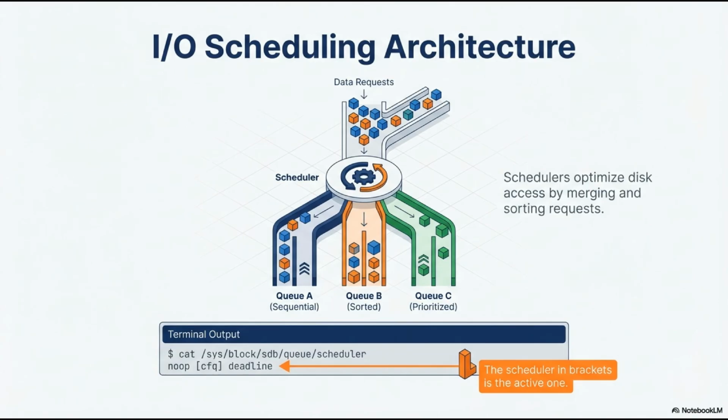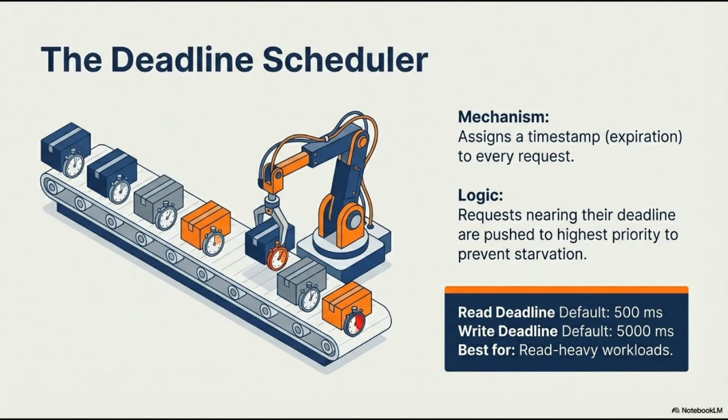Whichever one of those words is in the brackets, that's the scheduler currently running the show. Okay, let's meet the candidates. Slide 12 profiles the deadline scheduler. It has a graphic of a conveyor belt with little clocks on the packages.